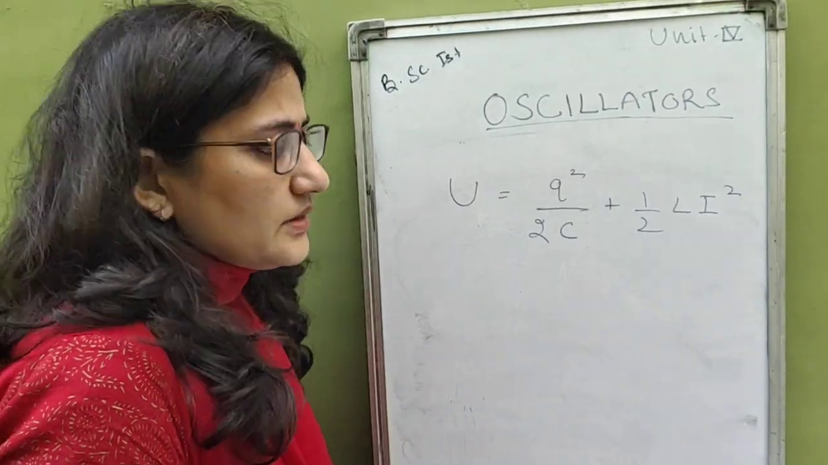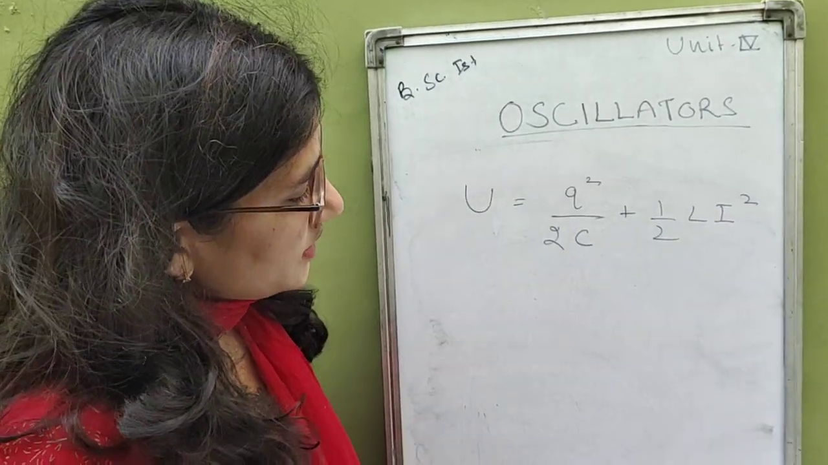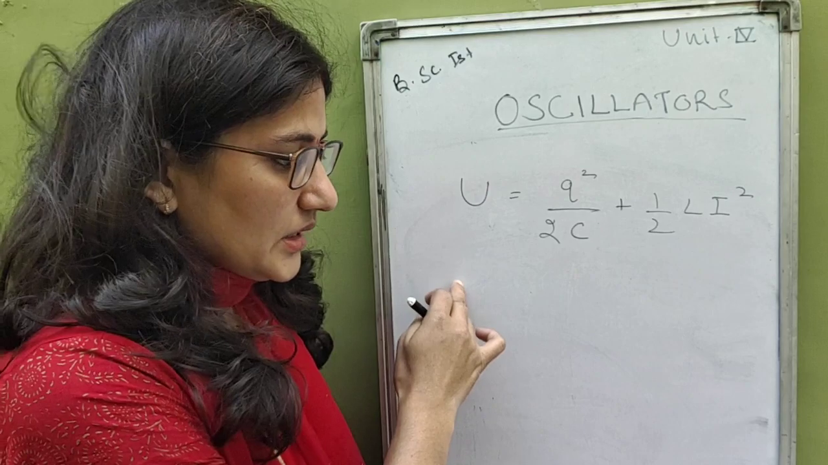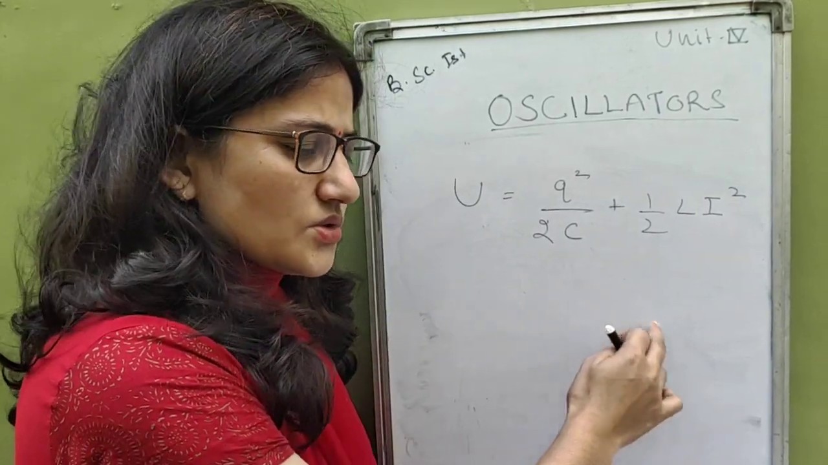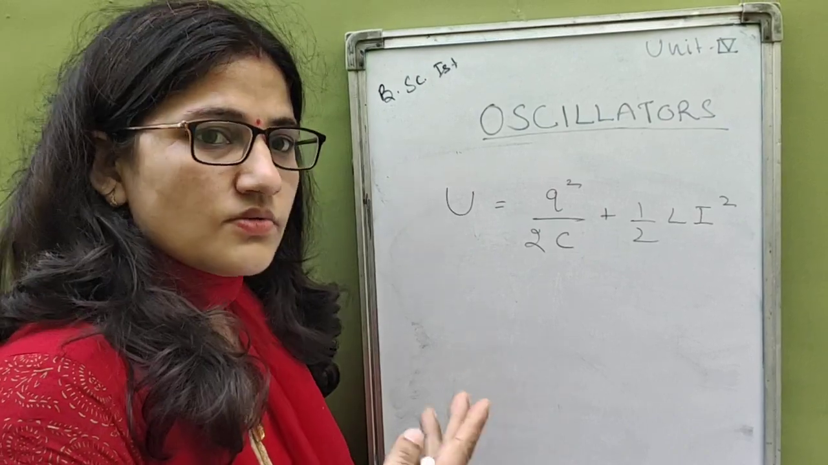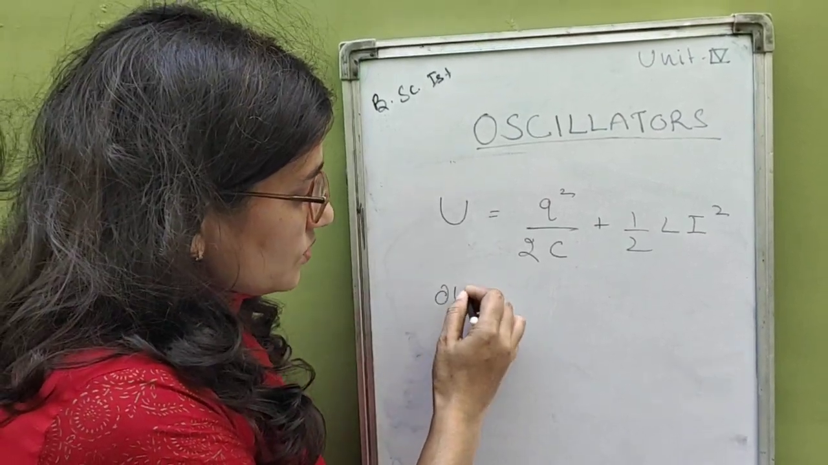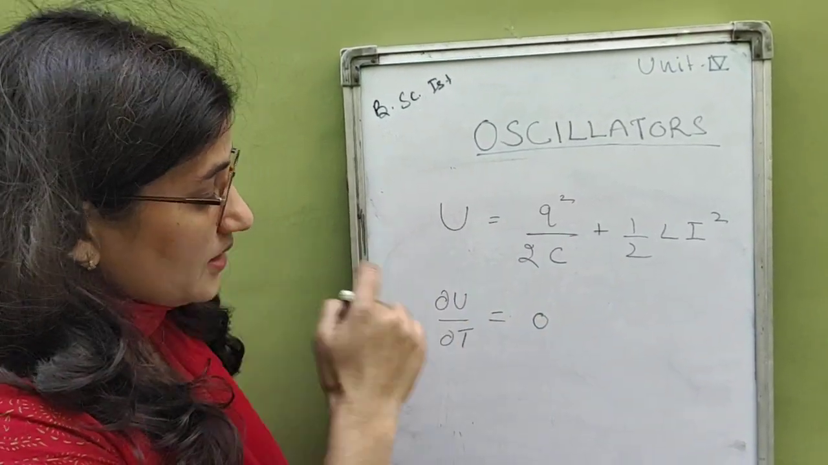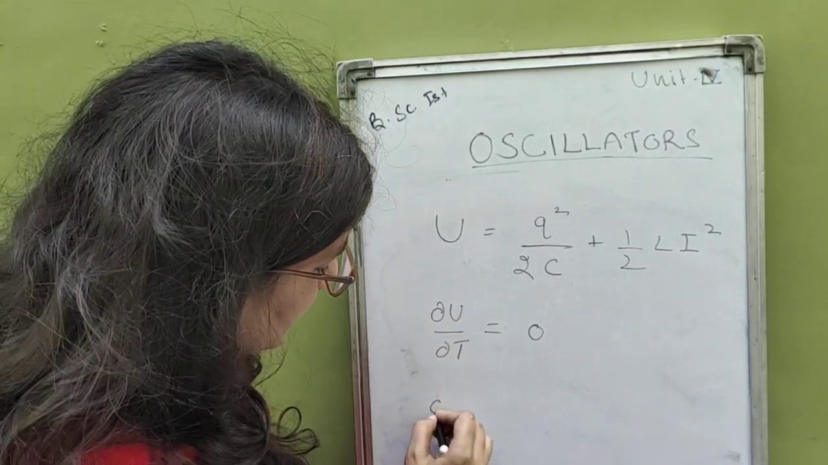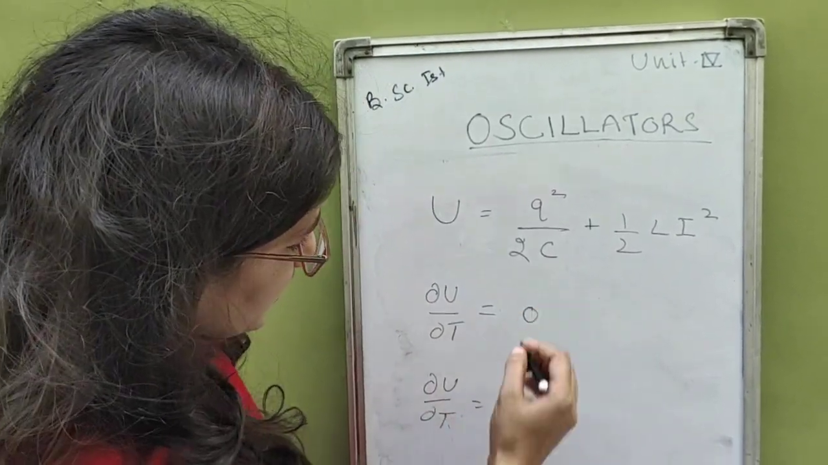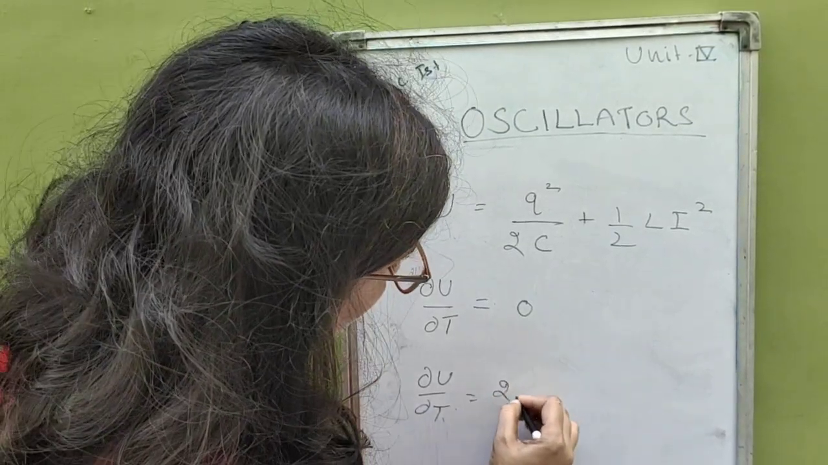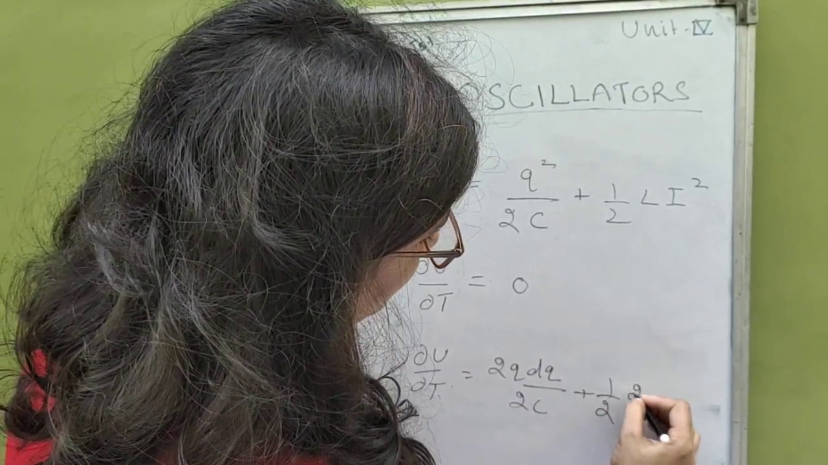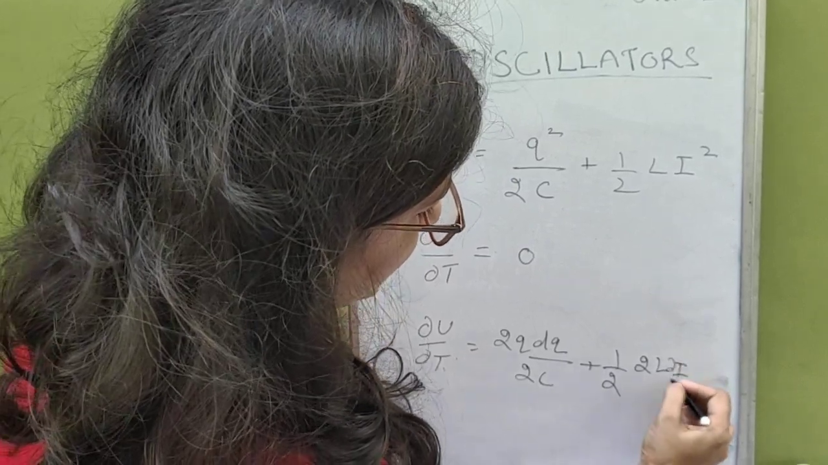One point I didn't explain earlier: there is no loss in the capacitor because the complete energy of the capacitor is changing into the complete energy in the inductor. So there is no loss in the circuit, and because of that there is no change in the total energy of the circuit. So how can we calculate this change? We differentiate this equation: dU/dt is equal to 2Q dQ/dt divided by 2C, plus 1/2 times 2 L I dI/dt.